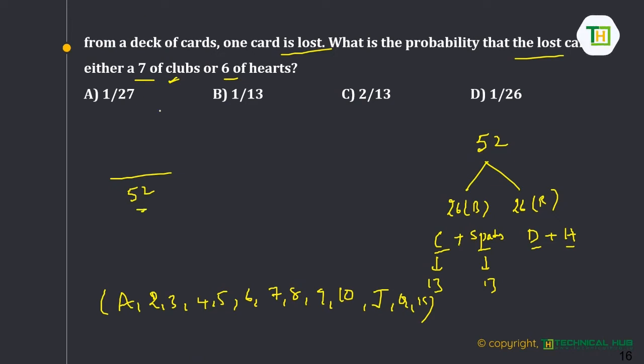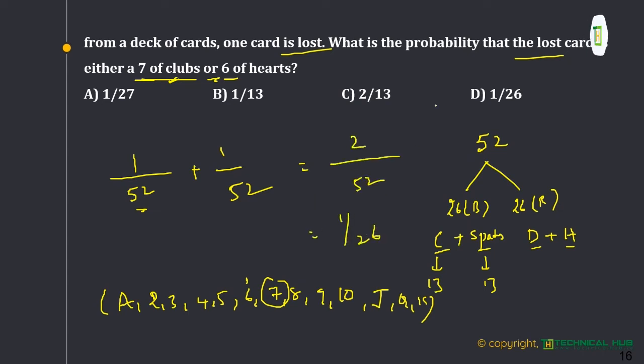Then what are the favorable outcomes? 7 of club. Out of 13 cards, 7 is only one card. So how many ways are possible? Only one way is possible. So the favorable outcome is 1 by 52. Here OR is there, so OR is nothing but plus. And that card is 6 of hearts. In hearts also, 6 is only one card, so that is nothing but 1 by 52. So 1 by 52 plus 1 by 52 is 2 by 52, which is equal to 1 by 26. The answer for this question is option D.